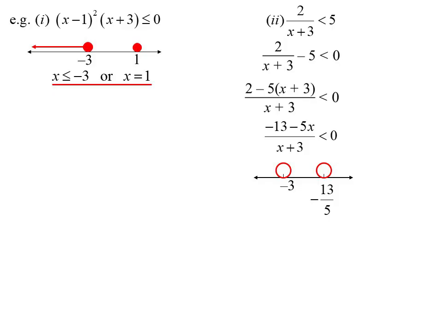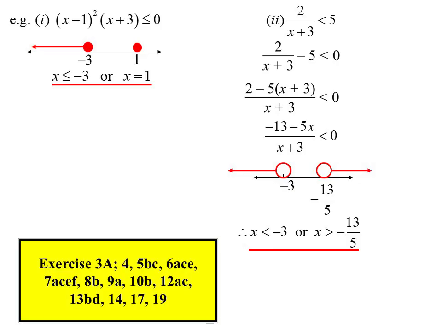There are two possibilities here, -3 and -13 on 5. It doesn't include the -3, because that's the bottom of the fraction. It can't equal that. And in this case, it also doesn't equal the other critical point, because the original inequation was just a less than. Let's see where we are. We test some points, and we find out, yes, we're on the left-hand side of -3. We're also on the right-hand side of -13 on 5. There we go. Okay, so there's a little recap on those sorts of things.